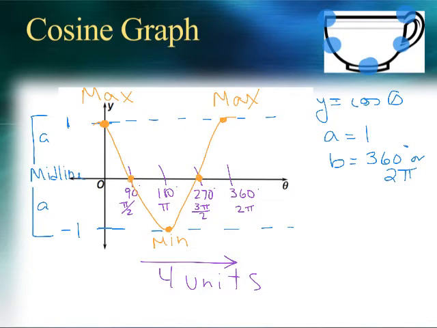Now remember, this keeps going. It keeps going, so it's like a wave. But we just want to show one period in my class. So that's the cosine. Let's go ahead and take a look at the next parent graph. So remember, this is the parent graph.